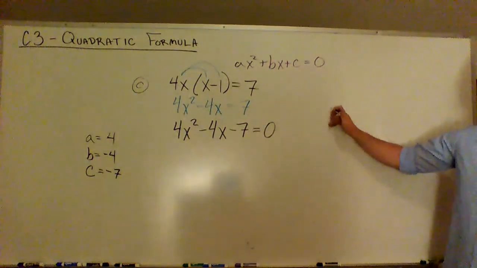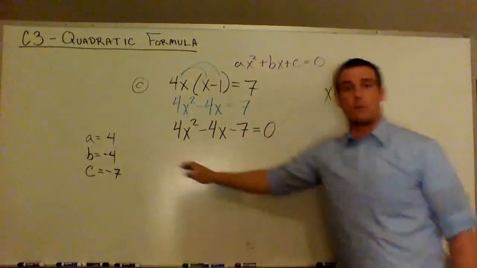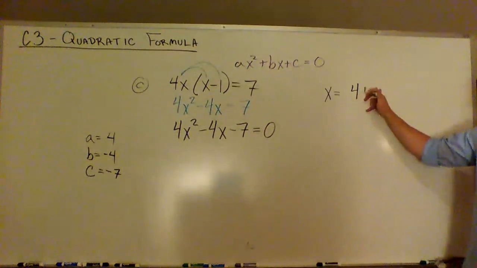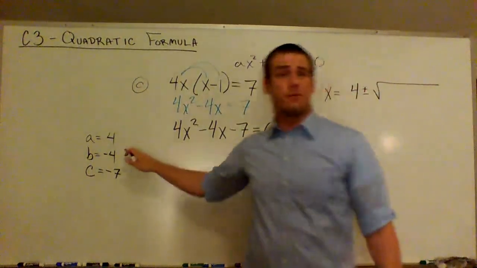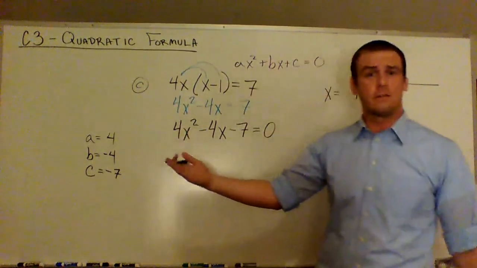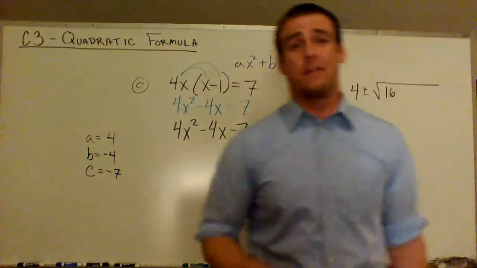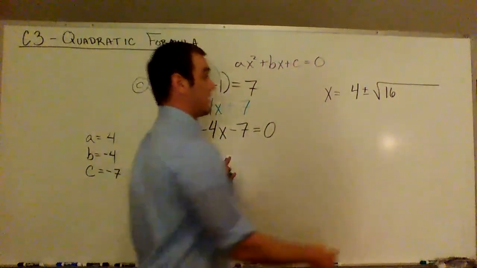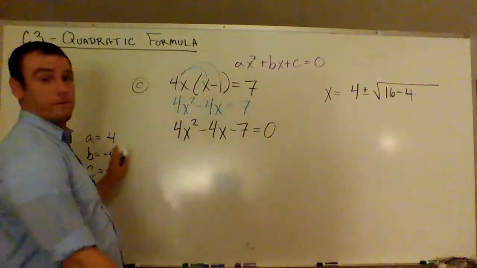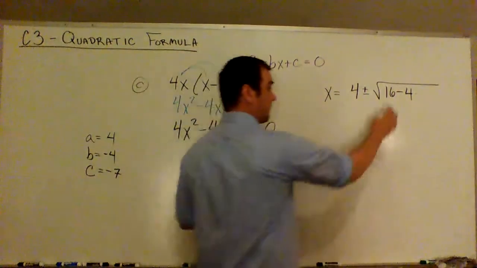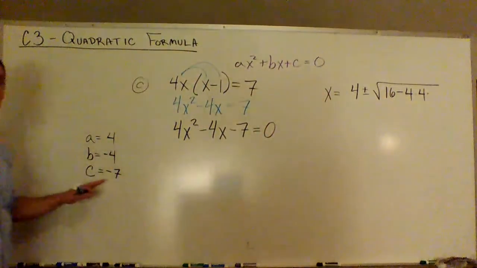What we're going to get here is x equals negative b, which is going to be 4, plus or minus the square root, b squared. Okay, negative 4 squared is a positive 16. Okay, negative 4 times negative 4 is positive 16. Minus 4 times a. Now a isn't 1 for the first time, a is going to be 4, so we've got negative 4 times 4 times c, which was negative 7.